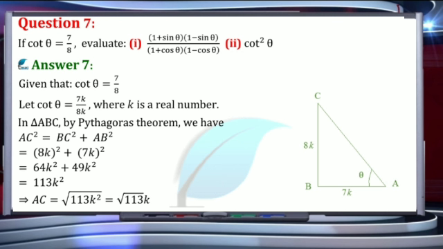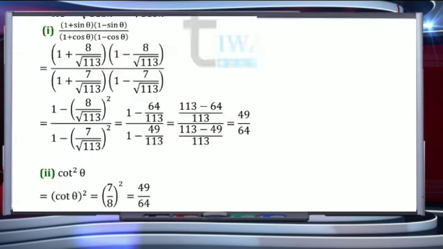So next step, we will substitute these perpendicular, base and hypotenuse in the given values. Here the first part is 1 plus sin theta into 1 minus sin theta, whole divided by 1 plus cos theta into 1 minus cos theta. We know that sin theta is perpendicular upon hypotenuse and cos theta is base upon hypotenuse. So we are going to substitute the values of base, hypotenuse and perpendicular over here. So this reduces to 1 plus 8 over under root 113 into 1 minus 8 over under root 113. Again, in the denominator 1 plus 7 over under root 113, 1 minus 7 over under root 113.